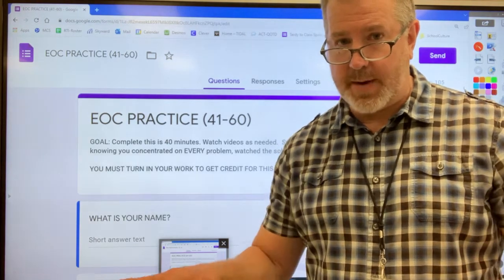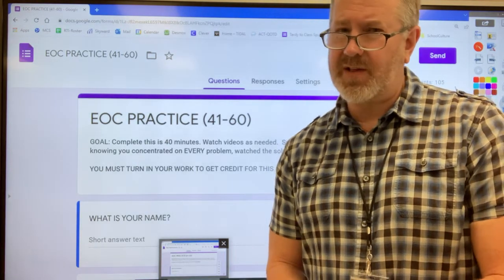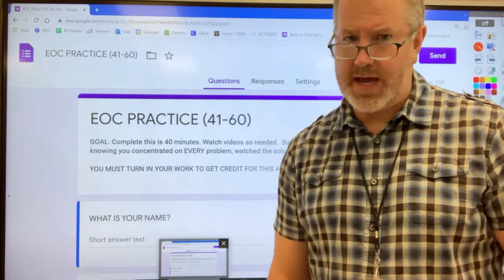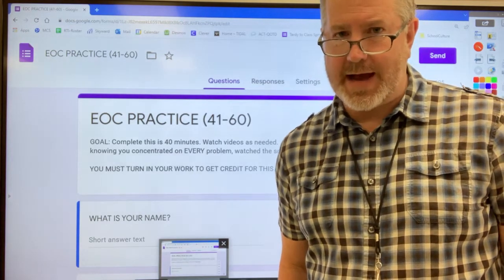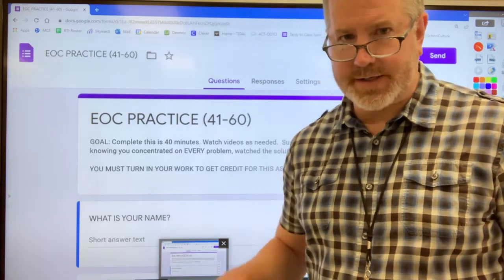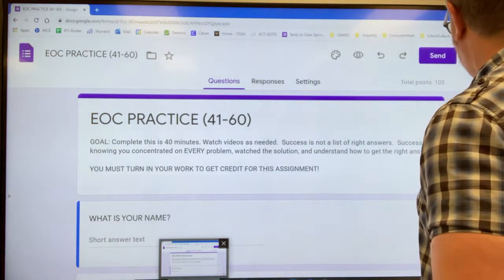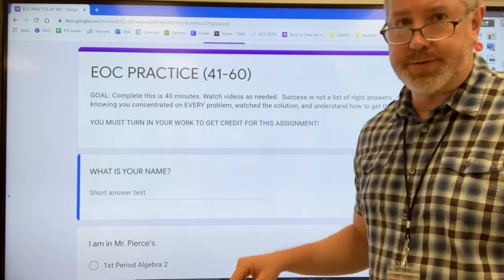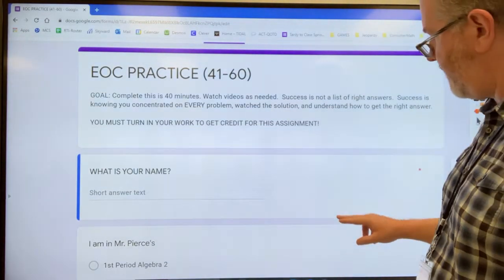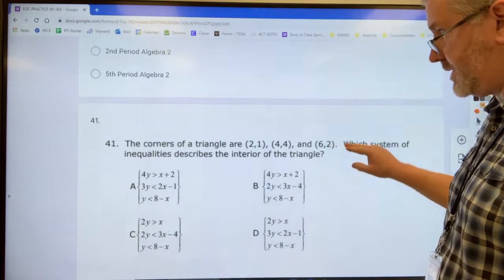We skipped the chapter on conics completely, although conics are a little bit on the ACT, so I'll probably hit them a little bit at the end of the year. They're not on the EOC at all, so I did skip them for now. Mr. Miller and I decided that that was the best way to go. So we are on EOC Practice 41 through 60. I'll probably do it in two sections, 41 through 50 and then 51 through 60.